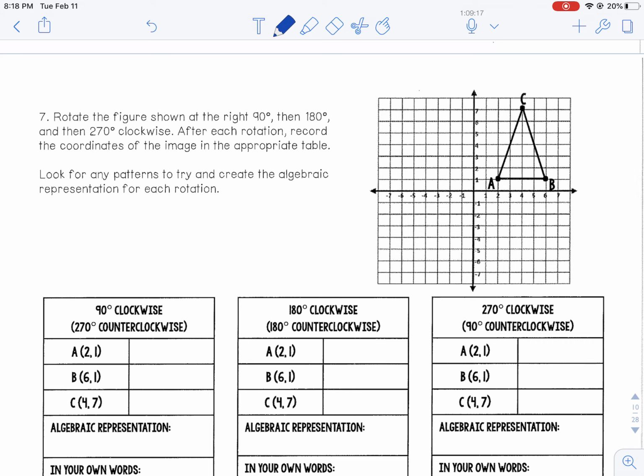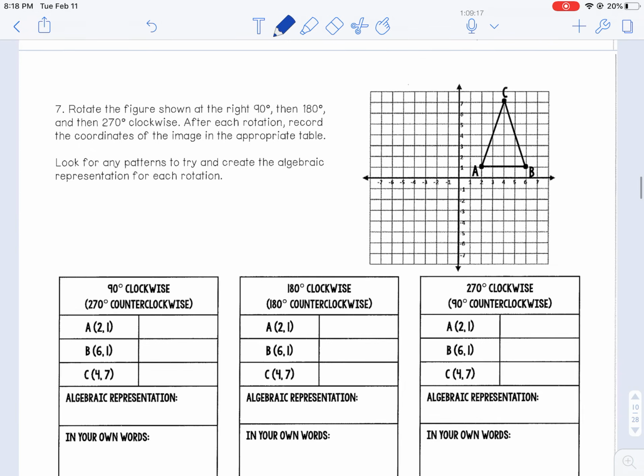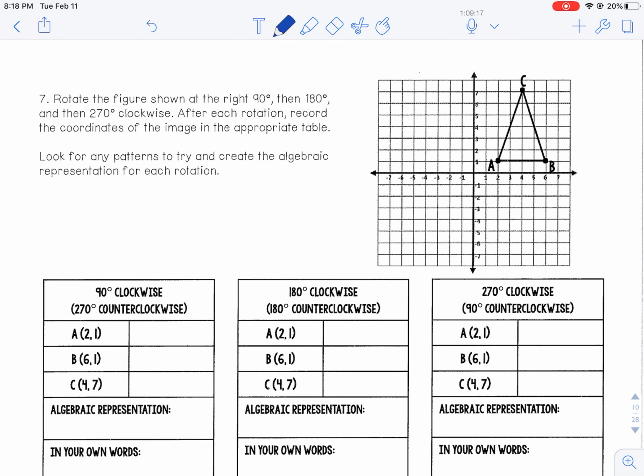All right, let's take a look at number 7. And what we are going to do here is rotate the figure to the right 90 degrees, then 180 degrees, and then 270 degrees clockwise. Okay, after each rotation, we're going to record the coordinates of the image, and then we're going to look at some patterns. So if I'm going to move the figure shown at the right 90 degrees, where is it going to end up? Okay, it says to go clockwise.